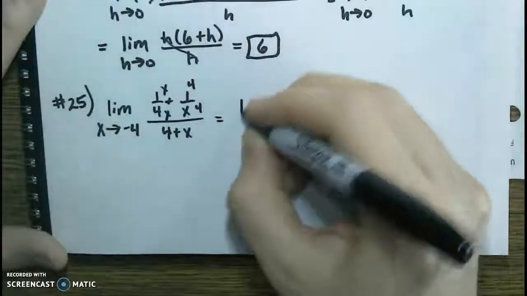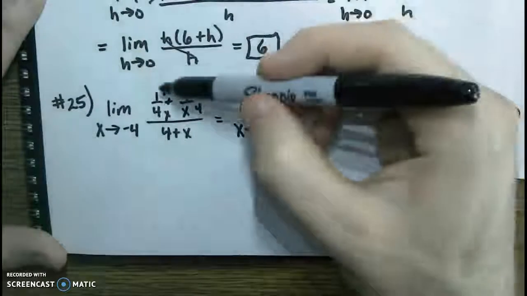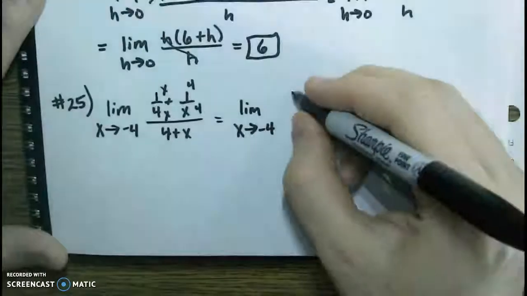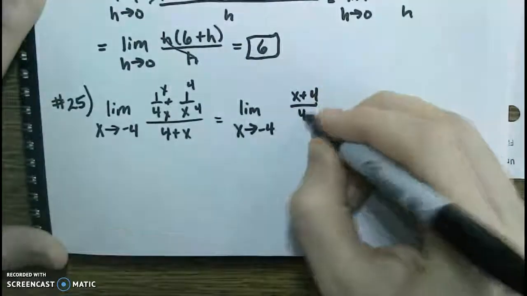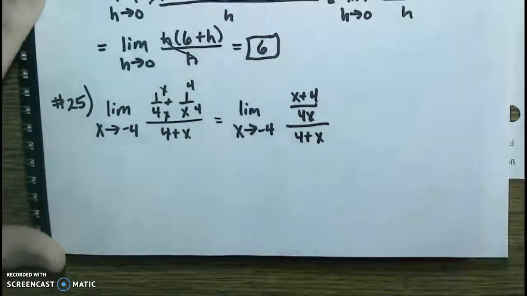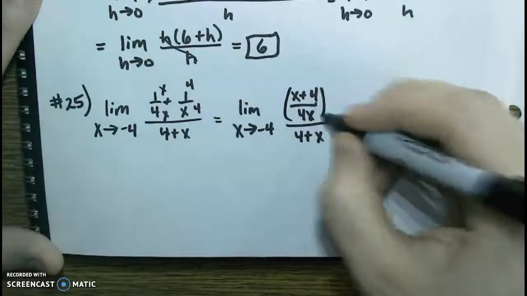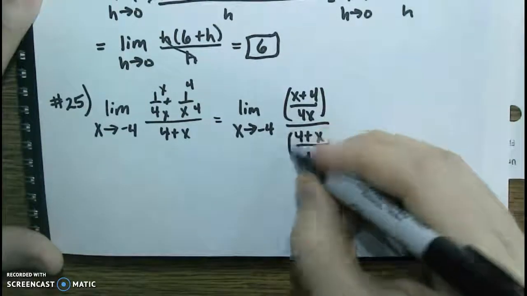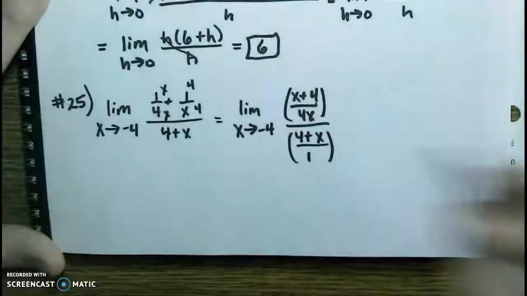And that will give me x plus 4 on top over common denominator 4x, over the denominator that we haven't touched yet, 4 plus x. What we can do with the denominator, we can treat this like a fraction and then give this a 1, and we're dividing by another fraction. So what you want to do is multiply by your reciprocal.